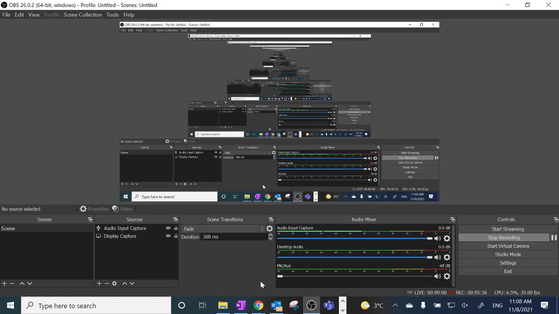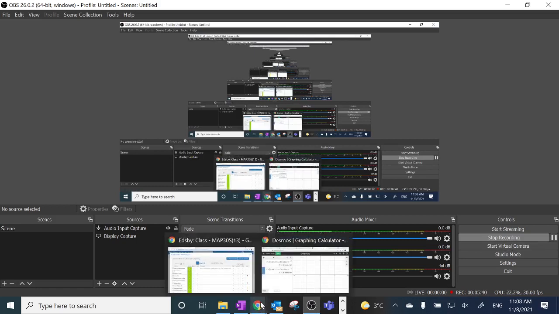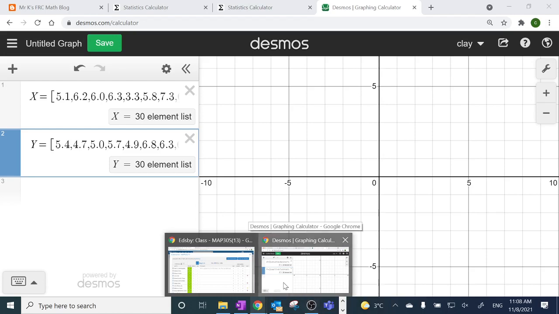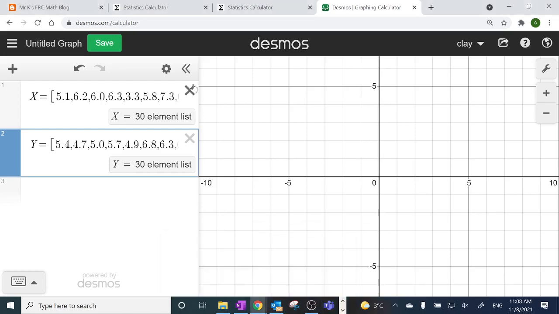Okay, hopefully that was enough time for people to enter some data. Even if you didn't quite finish all of this, you could always do it later yourself. But here it is. Let's go to Calculator Soup first.